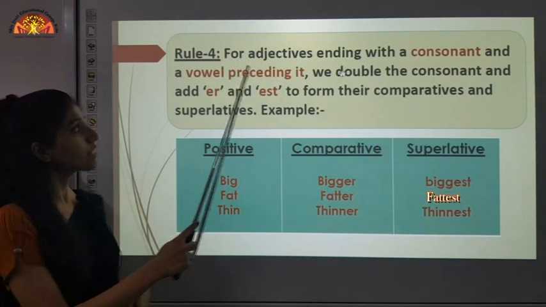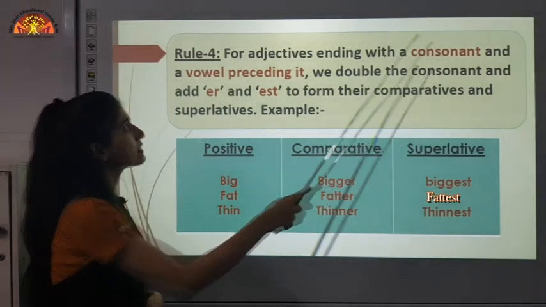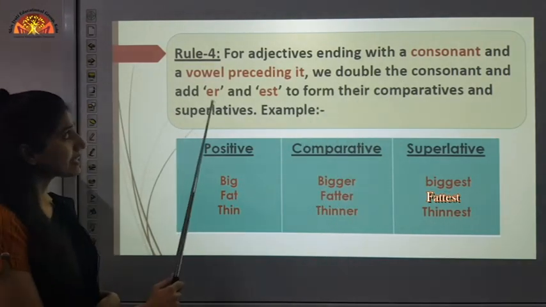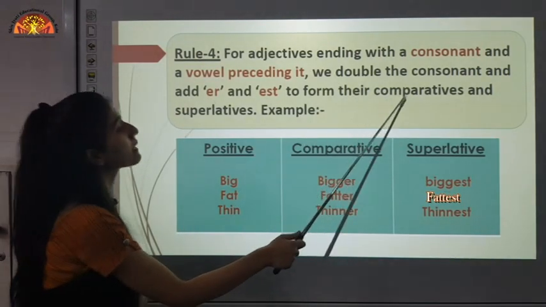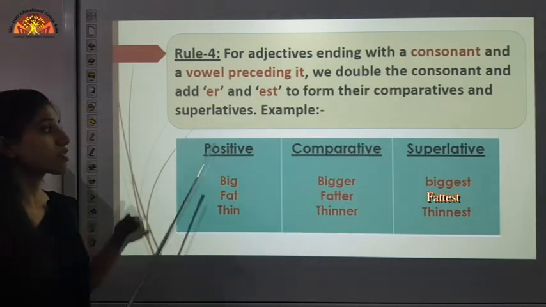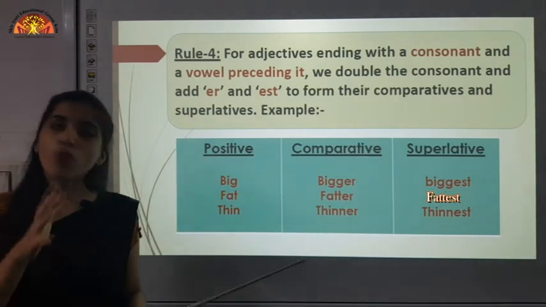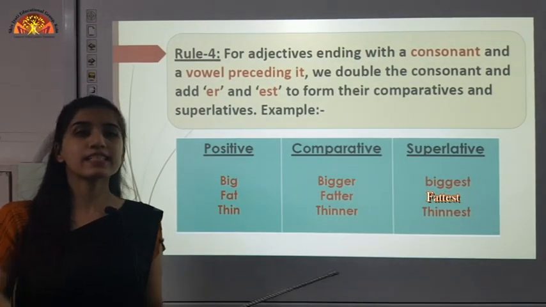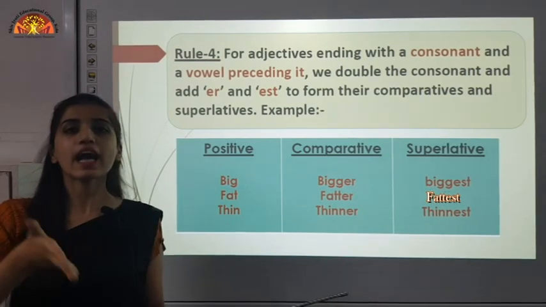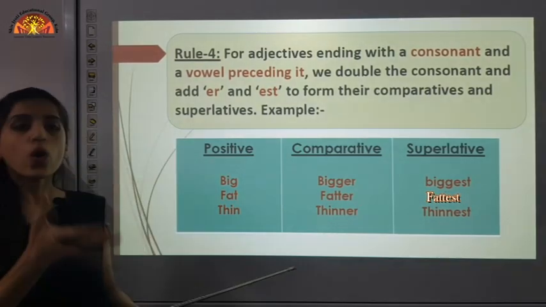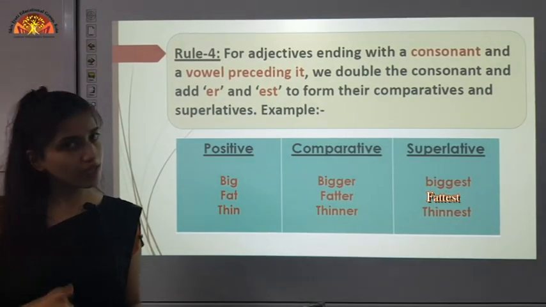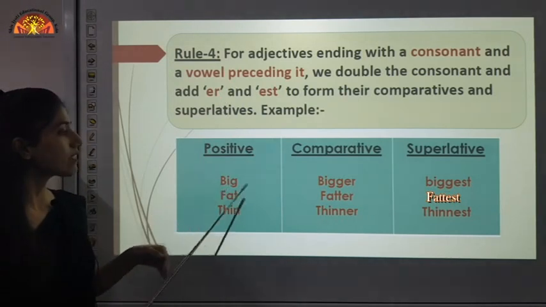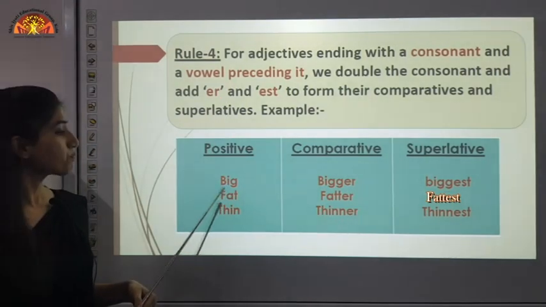So rule number 4, for adjectives ending with a consonant with a vowel preceding it, we double the consonant and add ER and EST to form their comparatives and superlatives. So here what we do is, you all know what consonants are? The letters except the vowels, that is A, E, I, O, U, are consonants. We have 21 consonants, right? And in this we will be saying the adjective, like you can see in this example.